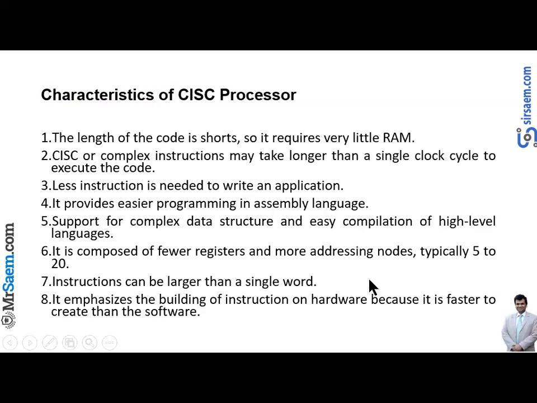So features of CISC: the length of code is short, so it requires little RAM. Fine, good. It's actually an advantage as well, a feature, an advantage, a property. Another property is that they may take longer than one cycle to execute, so they need multiple cycles to obey one particular instruction. One is not enough.